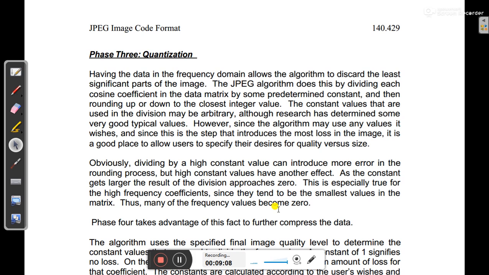The constant values that are used in division may be arbitrary, although research has determined some very good typical values. However, since the algorithm may use any values it wishes, and since this is the step that introduces the most loss in the image, due to the quantization you will lose lots of information. In the DCT phase you are removing half of the block data because the high frequency values do not contribute anything to the image. So you are deleting part of the data in the DCT phase, or conversion phase.